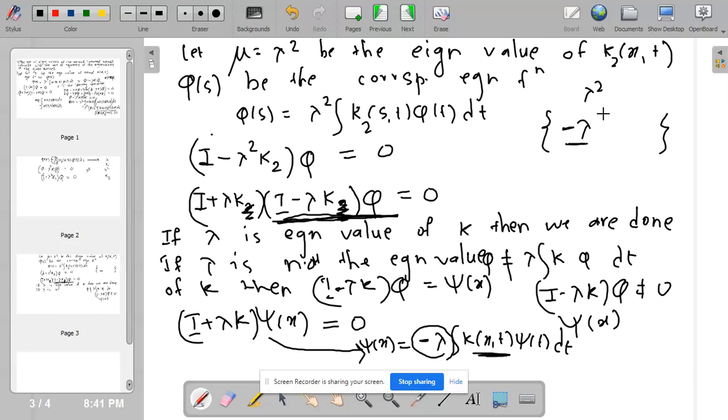Therefore, we proved that the set of squares of eigenvalues of k and the set of eigenvalues of k2, these two sets, are the same.